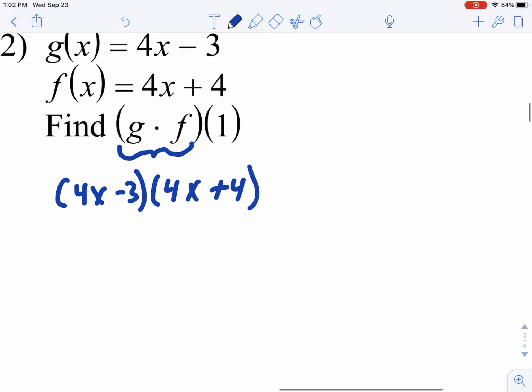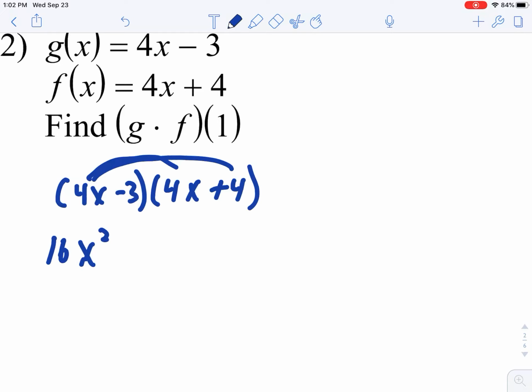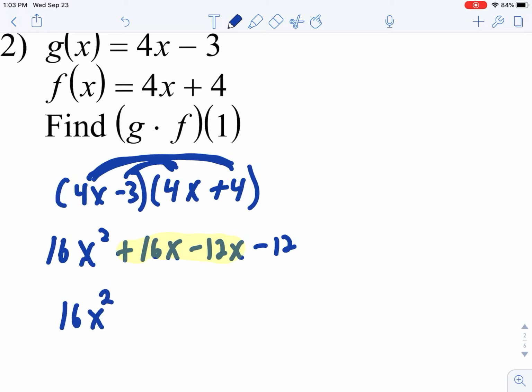And like yesterday, I need to FOIL this together. So this is going to be 4x squared. No, 4 times 4 isn't 4. 4 times 4 is 16. 16x squared first. Outside is plus 16x. Inside is minus 12x. And last, negative 3 times positive 4 is negative 12. We have like terms right here. So 16x squared, 16 minus 12 is plus 4x minus 12. Everything that I just did is one of the things we went over yesterday.